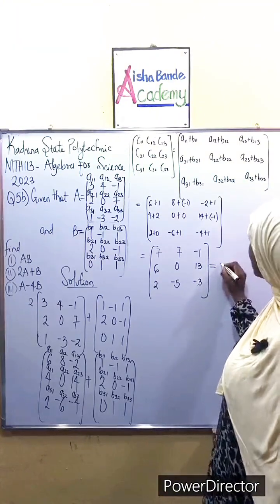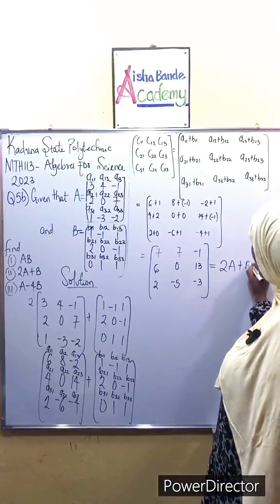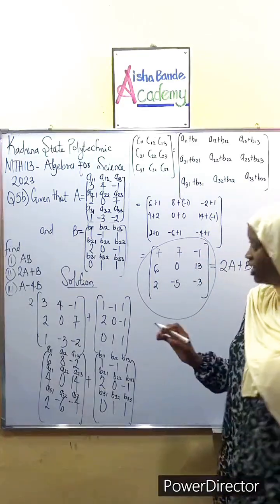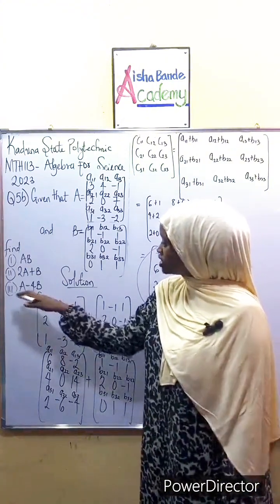So what this means is this is our answer for 2A plus B. Just as simple as that. So this is our answer. Okay, so let's move on to the third one, which is A minus 4B.